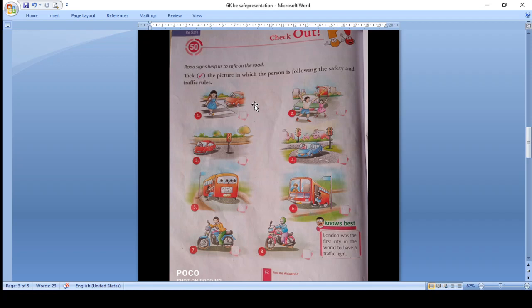And one more very important thing that we will come to know in the Know Best: London was the first city in the world to have a traffic light. Okay, London was the first city in the world to have a traffic light. So this was your page number 62.